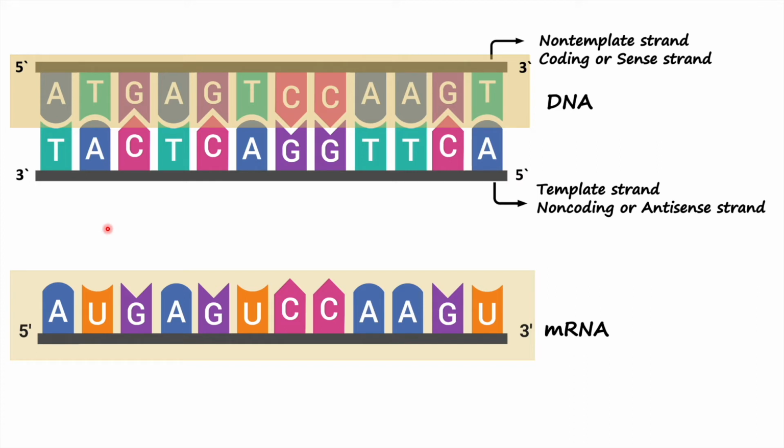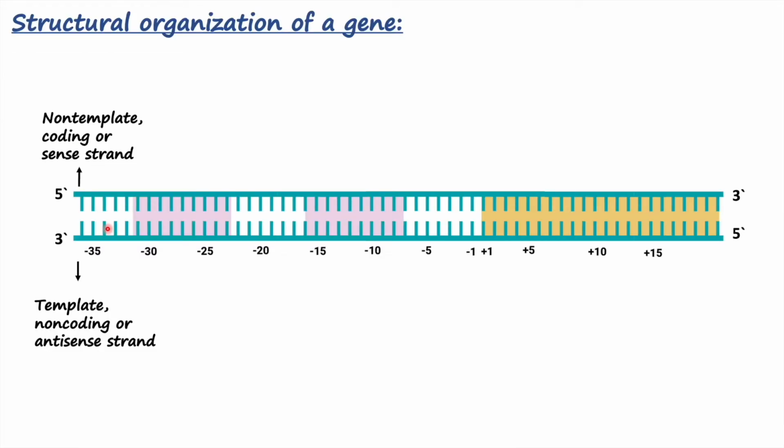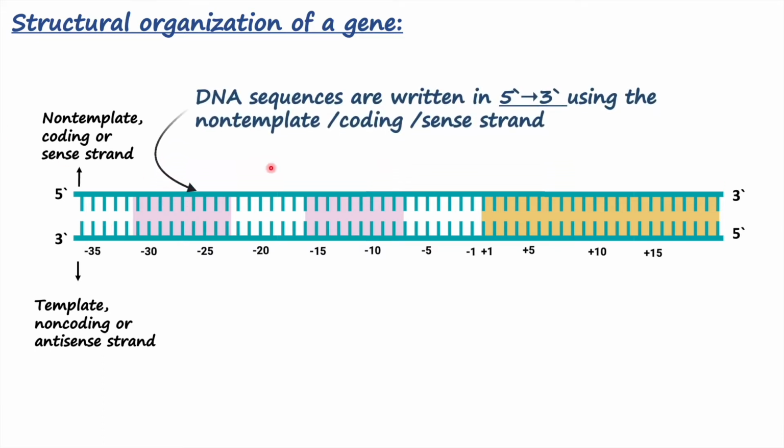Now, before we talk about the transcription process, I just want to quickly touch base on the structural organization of a gene. One very important piece of information: whenever we mention a DNA sequence, such as the nucleotide sequence in the promoter region, the upstream regulatory sequences, or the control elements, in transcription they are always written in the 5' to 3' direction using the non-template strand. This is something very important.